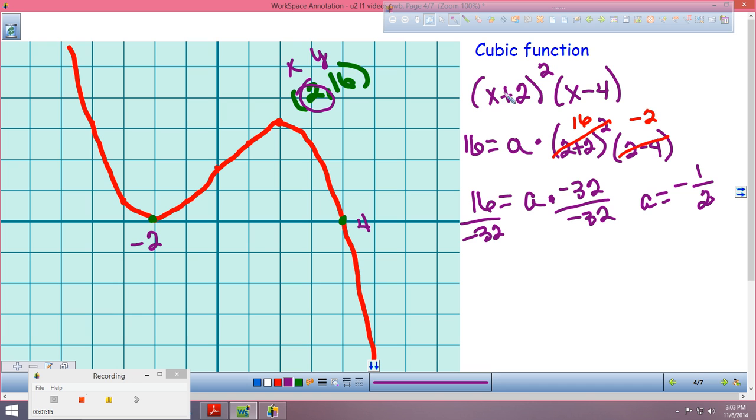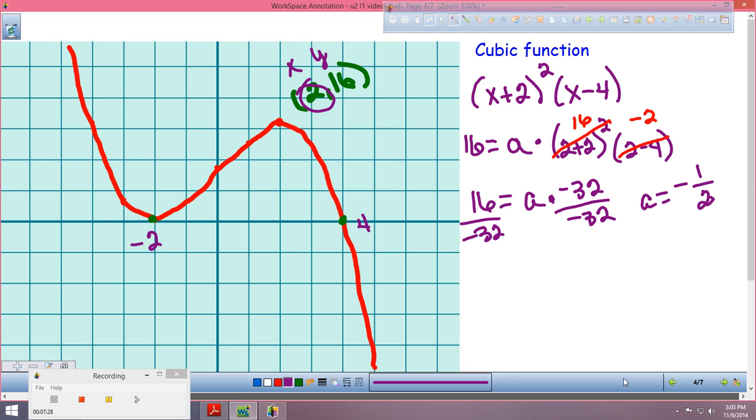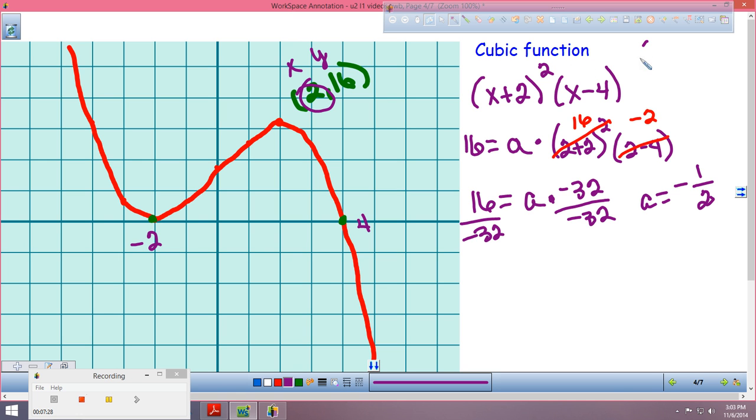I need to multiply out these factors. There's a nice shortcut for x plus 2 squared that I've talked with y'all about, but if you don't remember the shortcut, remember that x plus 2 squared is equal to x plus 2 times x plus 2. If you need to FOIL that out the long way, that's okay. But x plus 2 squared is equal to x squared plus 4x plus 4. Now then I need to multiply that times x minus 4.